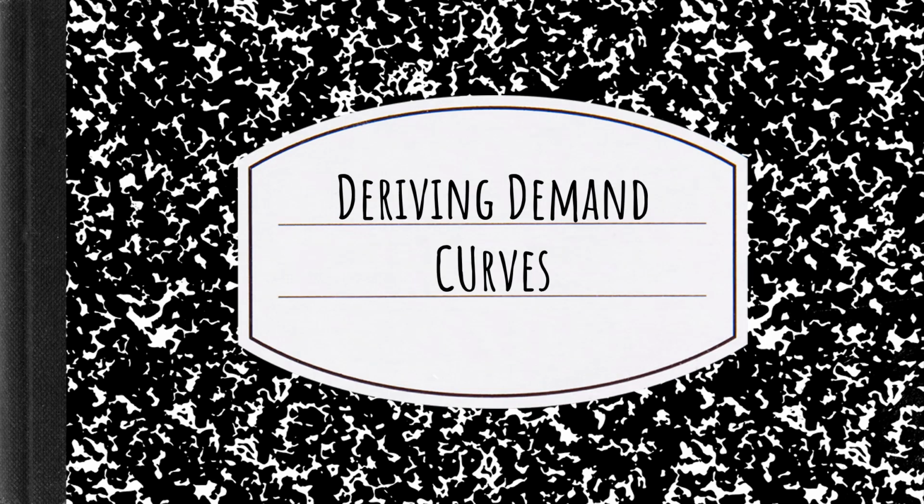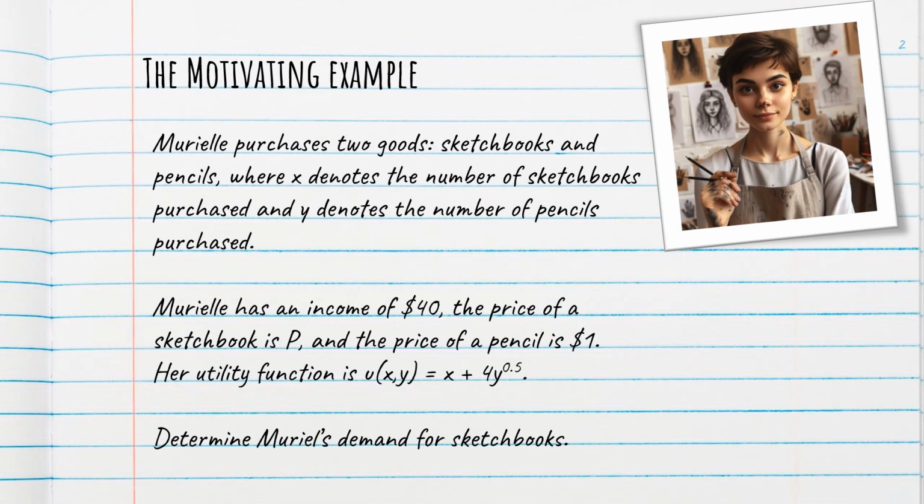In this video, we're going to learn how to use the utility maximization process to derive a consumer's demand curve. Muriel purchases two goods, sketchbooks and pencils, where X denotes the number of sketchbooks purchased and Y denotes the number of pencils purchased. Muriel has an income of $40. The price of a sketchbook is P and the price of a pencil is $1. Her utility function is X plus 4Y to the 0.5. Our goal is to determine her demand for sketchbooks.